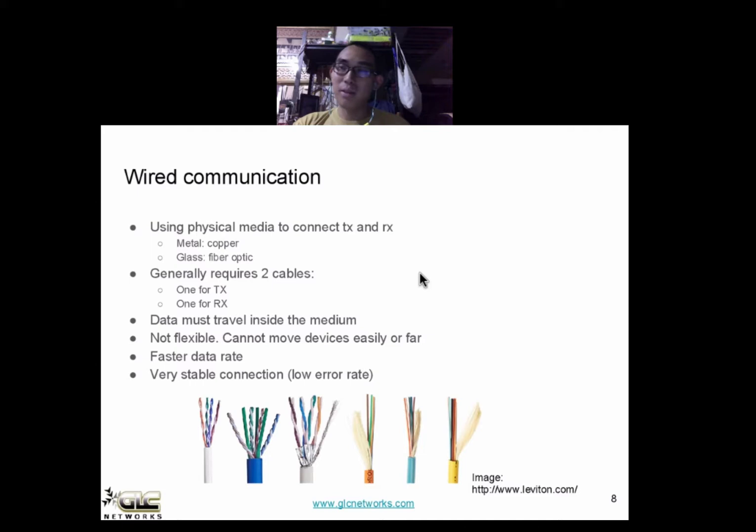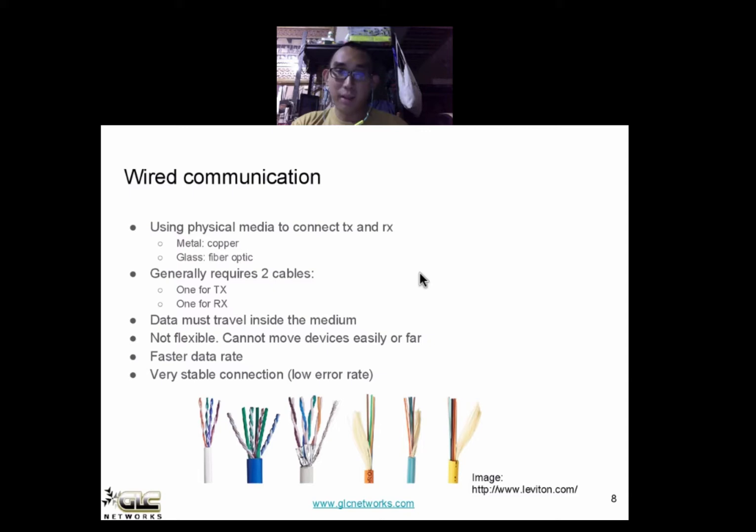We use two cables: one cable for TX, one cable for RX. So if we use fiber optic cables, generally we use two cables, one for TX and one for RX. The data must travel inside the medium, but unfortunately, using cables is not flexible. We cannot move devices very easily or too far, because we are bounded by the length of the cable itself.